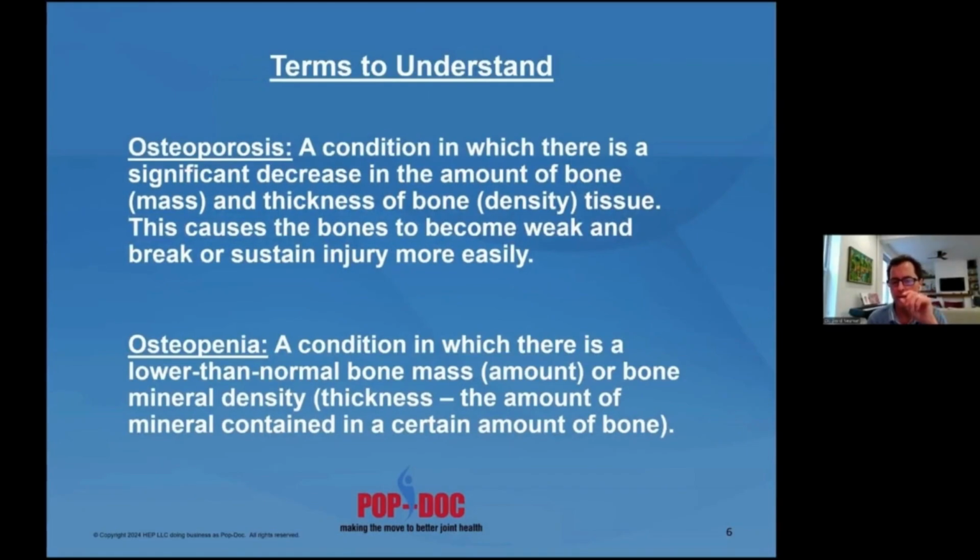Normal bone mass, so it's one less degree of severity compared to osteoporosis, in which there's a lower than normal bone mass, and the bone mineral density, the thickness, or the amount of mineral contained in a certain amount of bone. So what happens when people are osteoporotic and osteopenic? Well, they have a simple trip and fall, or they land on their buttocks or something like that. They can sustain a fracture or a deep bruise to the bone and cause a higher likelihood of injury.